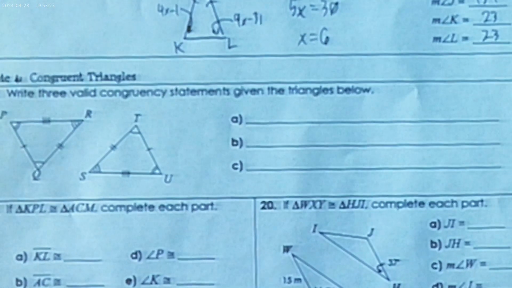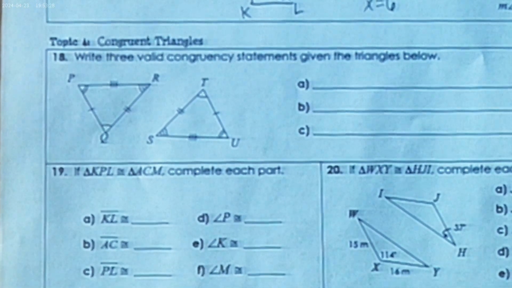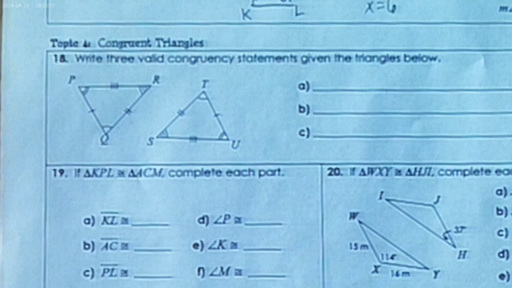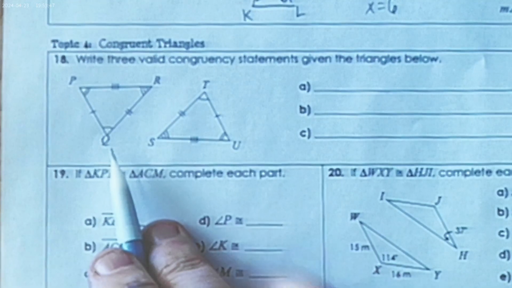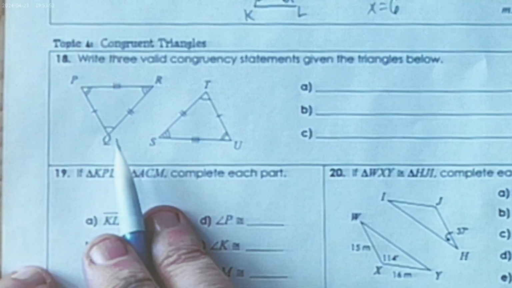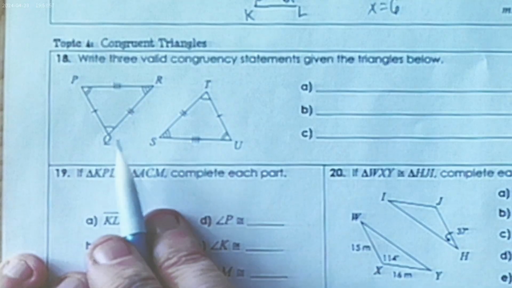Alrighty. Write 3 valid congruency statements for the triangles below. I know exactly what I'll do. I'm going to start with Q, and I'm going to shift Q from first position to second position to third position, and wherever the other pieces go will be where they go.